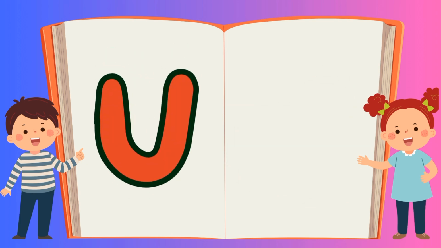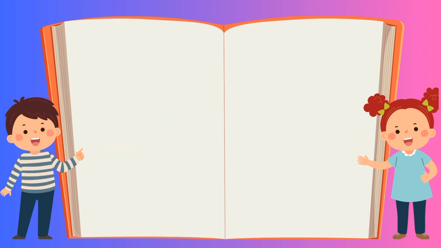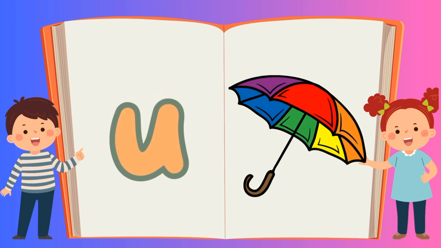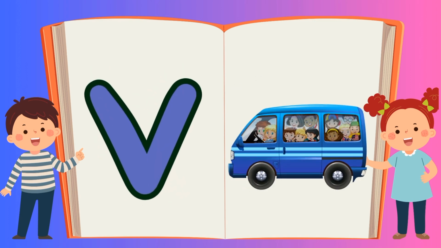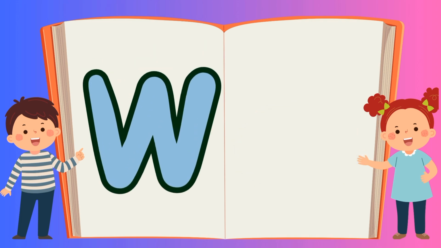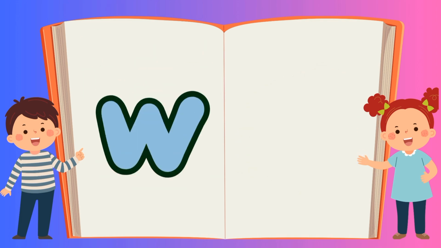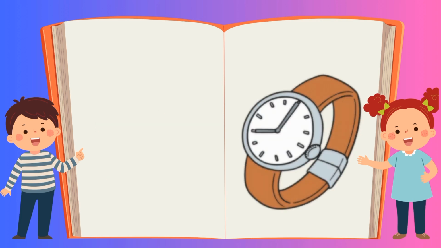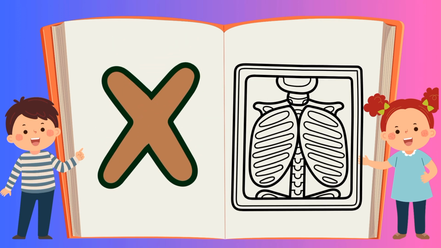Tiger. U for umbrella. Umbrella. V for van. Van. W for watch. Watch. X for X-ray.